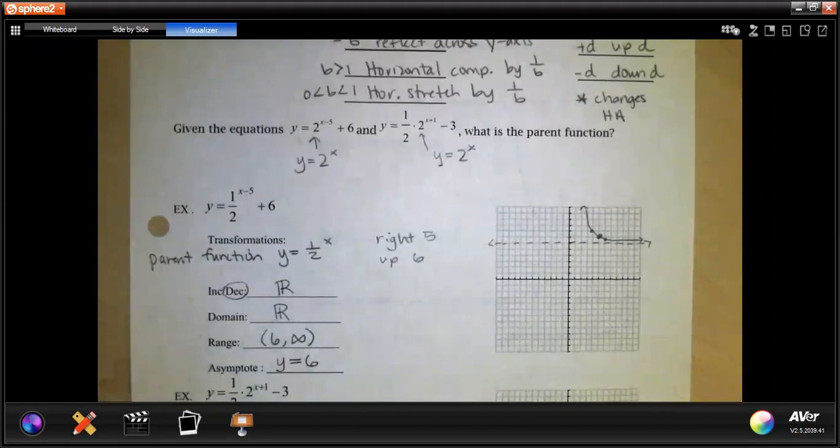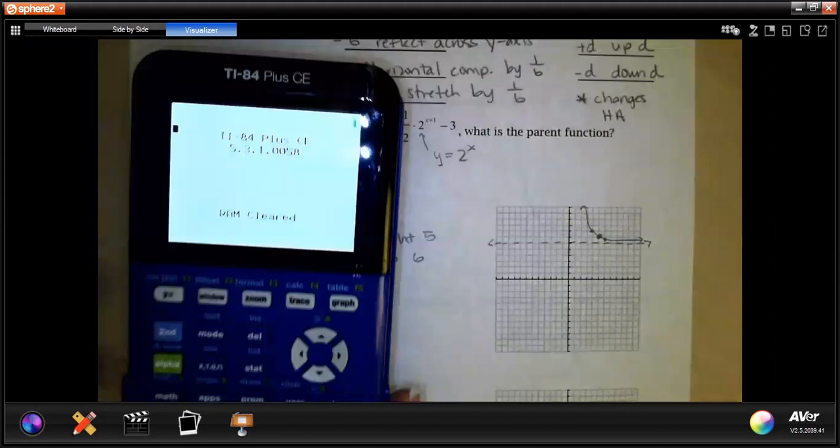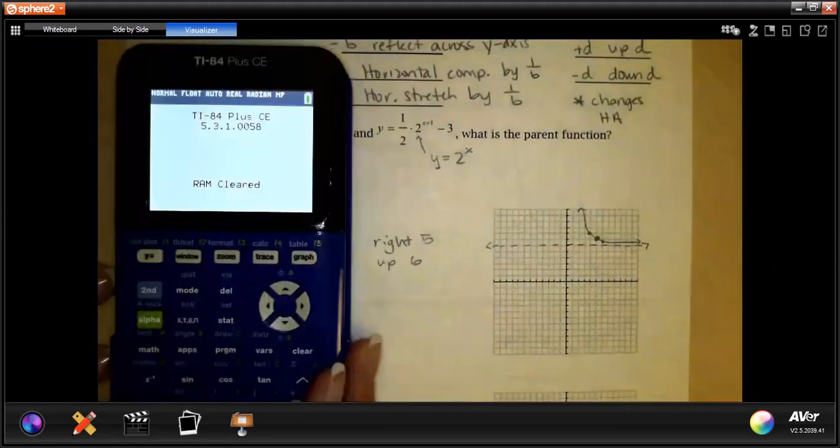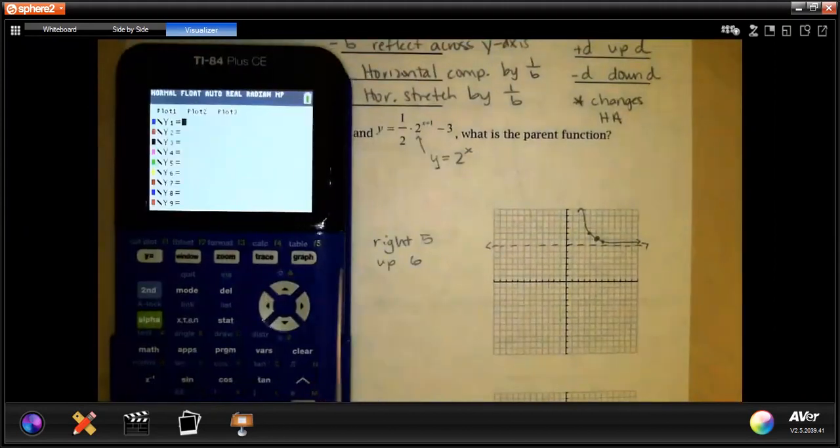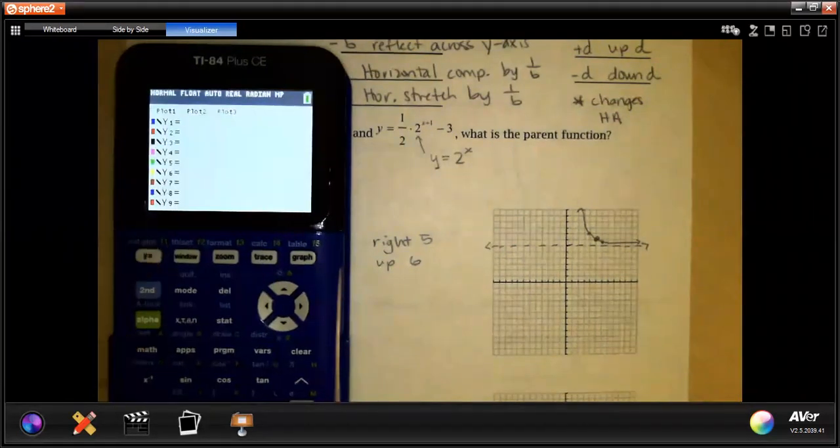We have just graphed it without a calculator, but I want to go ahead and show you it on the calculator as well so you can see it's the same. So here we go. When we type this in, we would type in 1/2, and I can go ahead and do that in our y equals here.